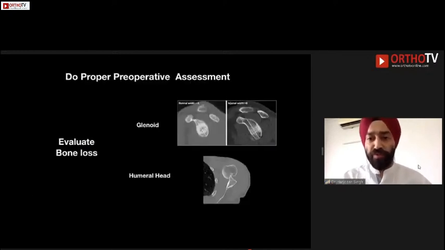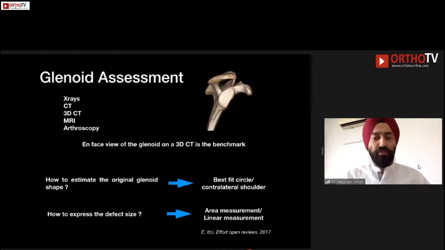And when from your clinical examination and history you have a suspicion, then you have to evaluate it on both the glenoid and humeral head side. We will do it one by one. While assessing the glenoid, you can do it by X-rays, CT, 3D CT, MRI, and arthroscopy. However, the en-face view of the glenoid on a 3D CT is a benchmark which is accepted by most for the best quantification of glenoid bone loss.